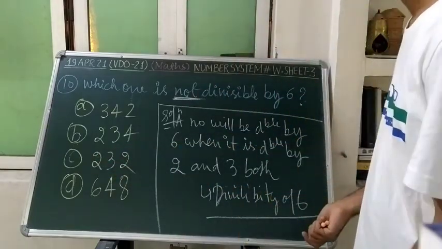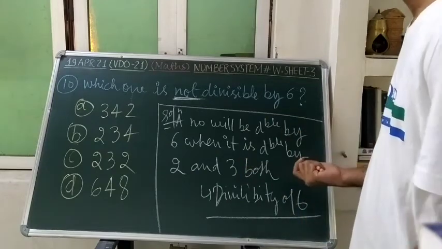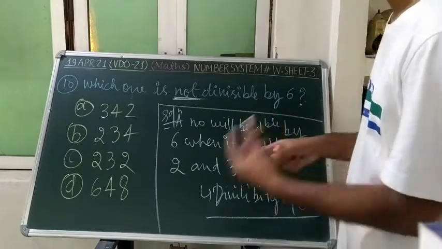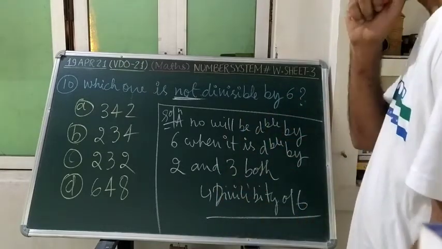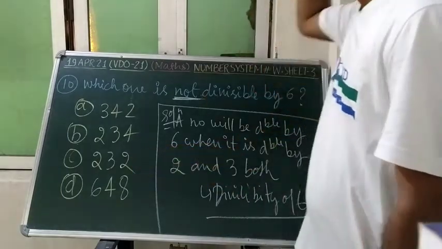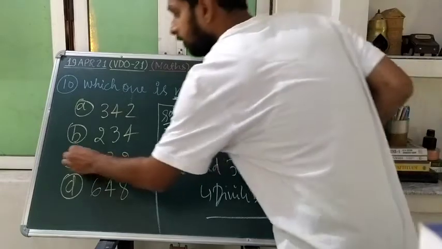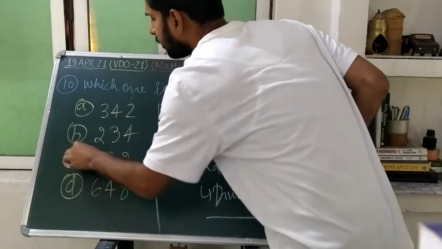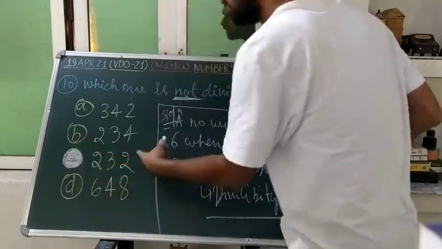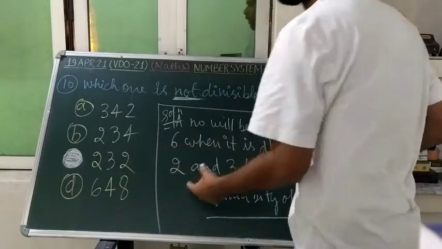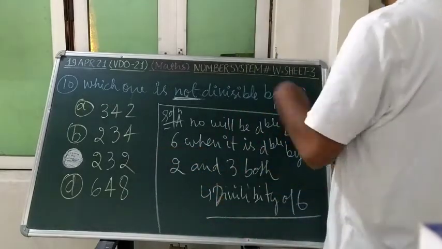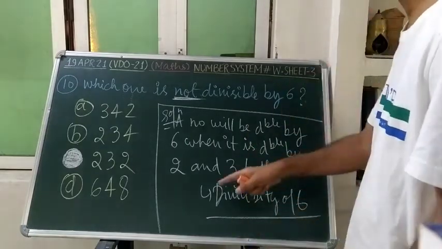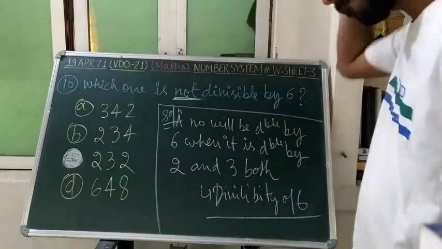So if any number is not divisible by 2 or 3, then that number will not be divisible by 6. For divisibility by 6, that number should be divisible by both 2 and 3. So this will become our answer since it is not divisible by 6. C is the one which is not divisible by 6. You are looking it is divisible by 2 but not 3. So since it is not divisible by 3, it will not be divisible by 6. A number will be divisible by 6 only when it is divisible by both 2 and 3.